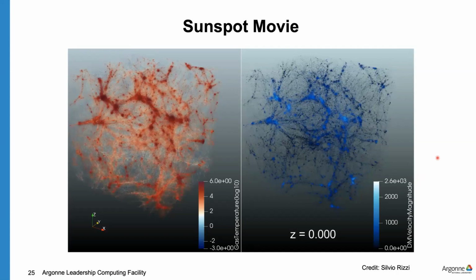Yeah, so this is another way for us to visually determine that the code is indeed doing what we expect it to. And this was produced on Sunspot, like I mentioned.